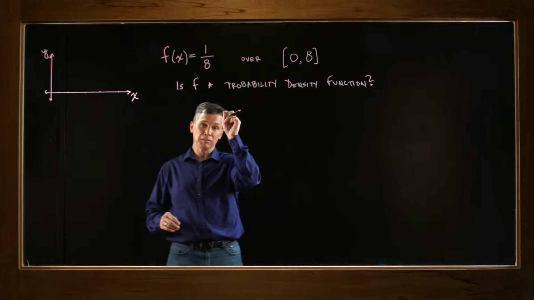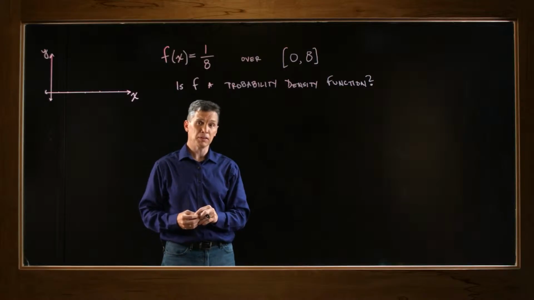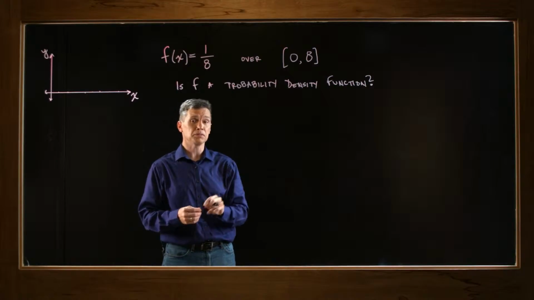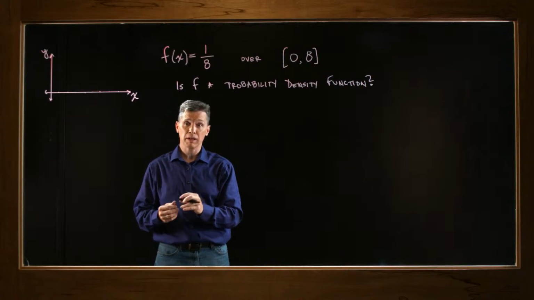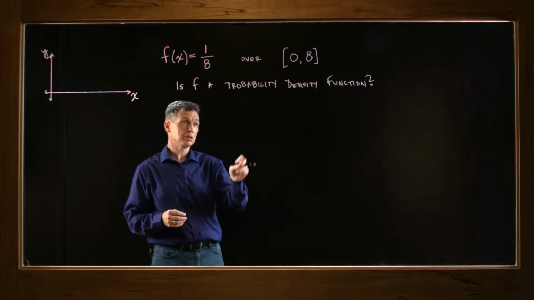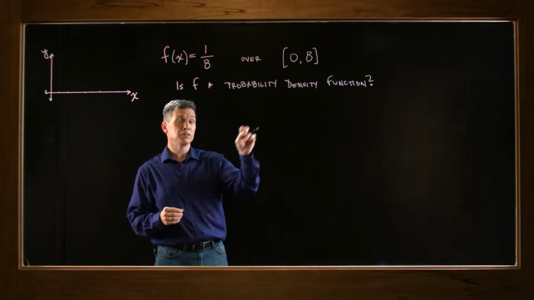Hi, I'm Pat Kelly. In this problem they give us a function f of x equals 1/8, and then they give us the closed interval 0 to 8. The directions say to use a graphing utility to graph the function, and then we're supposed to determine if the function is a probability density function.